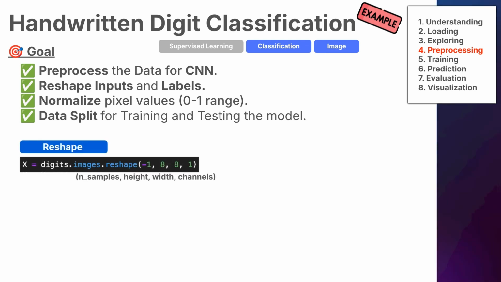Let's reshape the input first. -1 means figure out the number of samples automatically. 28 means the height and width of each image. The last one means the number of channels. It's 1 because this is grayscale.